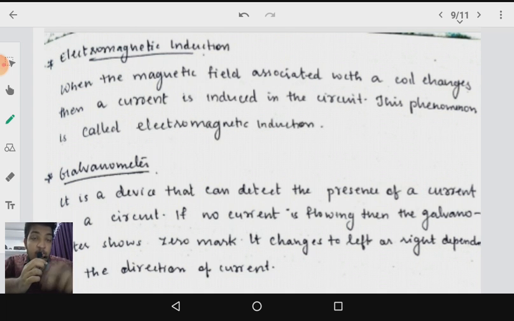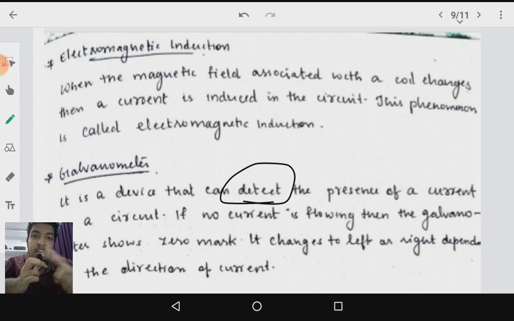Now we can see whether current is flowing in a circuit or not by using a galvanometer. Now you may ask me, what is the use of ammeter then? Ammeter can be used to find the magnitude of current which is flowing in the circuit, and galvanometer is used to detect, this word is important, detect the presence of current. That means if current is flowing through the circuit, the galvanometer will show deflection towards the right or left depending on the direction of current. So if it is standing at 0 mark only, that means no current is flowing through the circuit. So galvanometer is a device which is used to detect the presence of current that is flowing through the circuit.